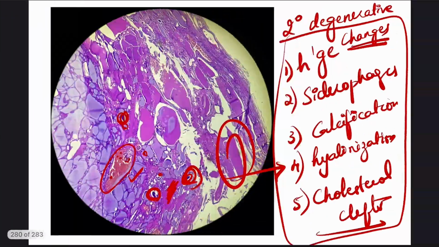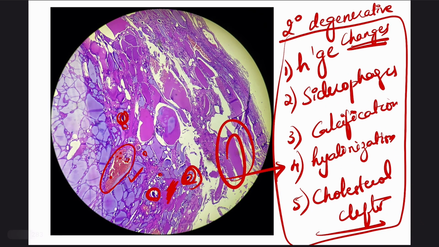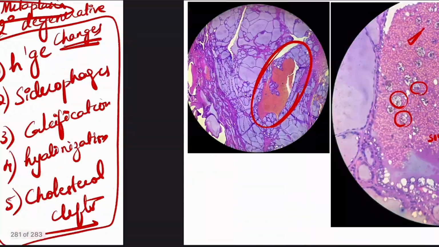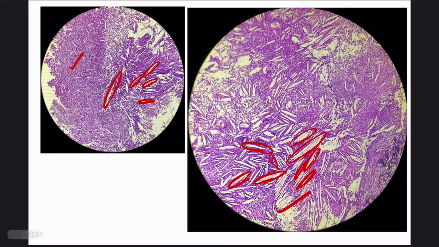And another secondary degenerative change is osseous metaplasia, that is, presence of bone tissue in the thyroid, which is not present in this case. If it is present, that is also a secondary degenerative change. So this is all about the colloid goiter, which is a benign condition.